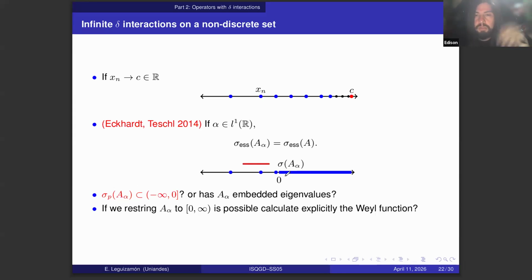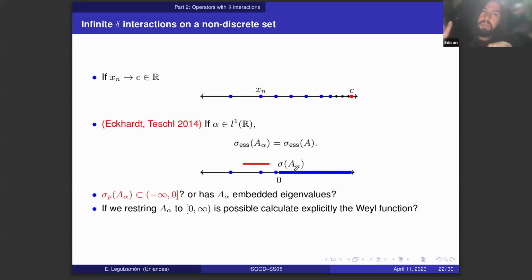So another question about all these works is what happened with the embedded eigenvalues. One of the questions of my PhD thesis was exactly that: what happened with the embedded eigenvalues of these operators? Because we have two kinds of scenarios. The first one, we have the same essential potential that conserves the essential spectrum and doesn't generate embedded eigenvalues.